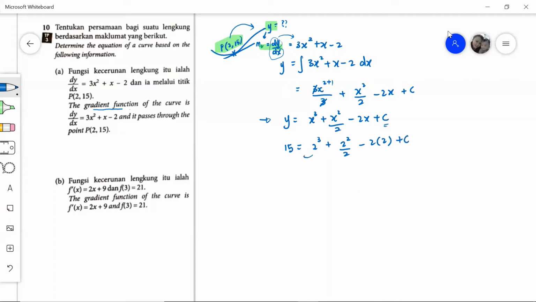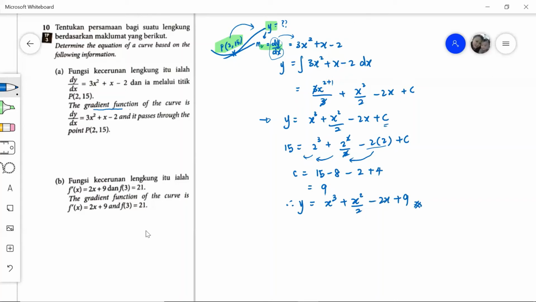So we bring all these numbers to the left side, and let's write it in its mirror image. So c equals 15 minus 8 minus, simplify this, minus 2, and then this one is negative 4. Bring across to the other side, it becomes plus 4. So 15 minus 8 minus 2 leaves 5, and 5 plus 4 is 9. Therefore, the equation of the curve is y equals x cubed plus x squared over 2 minus 2x plus 9. So we have found the equation of the curve.